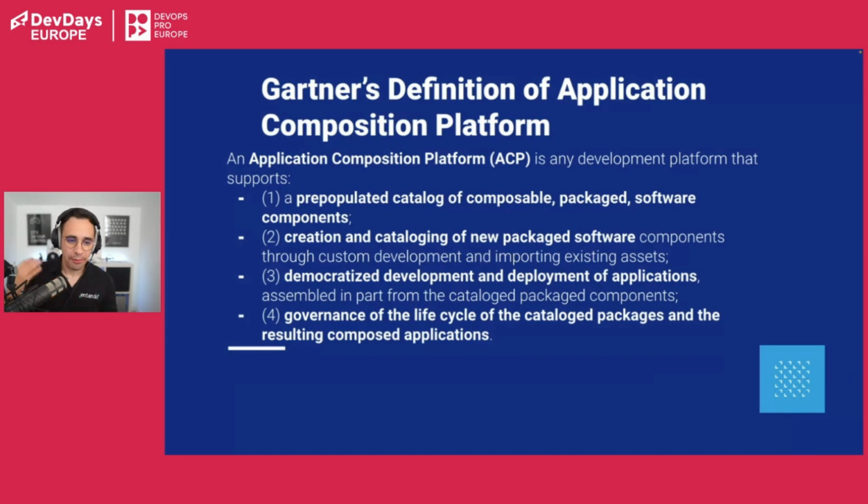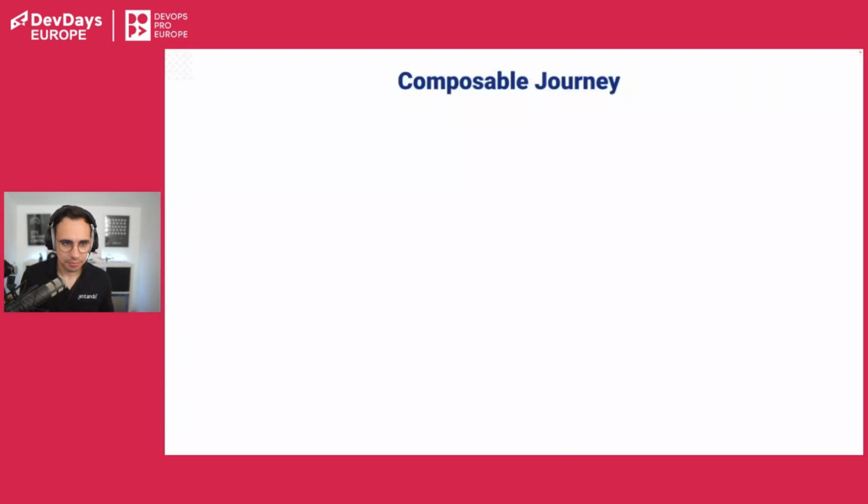And finally, the fourth point is to have the governance of the lifecycle of the cataloged packages and the composable apps. So if I try to summarize that, it means my platform should be composed of a catalog, a set of components, the capability to create and manage them, and of course, the capability to compose applications with them and manage the lifecycle. That's great.